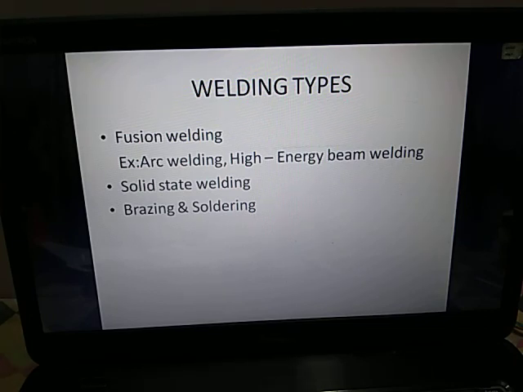The next kind of welding types are brazing and soldering. Here the joining process happens by using filler materials, and the temperatures are normal to low temperatures. This is one more kind of welding, which we call brazing and soldering. The best examples are while manufacturing electronic items and chips. You will be observing this kind of process.